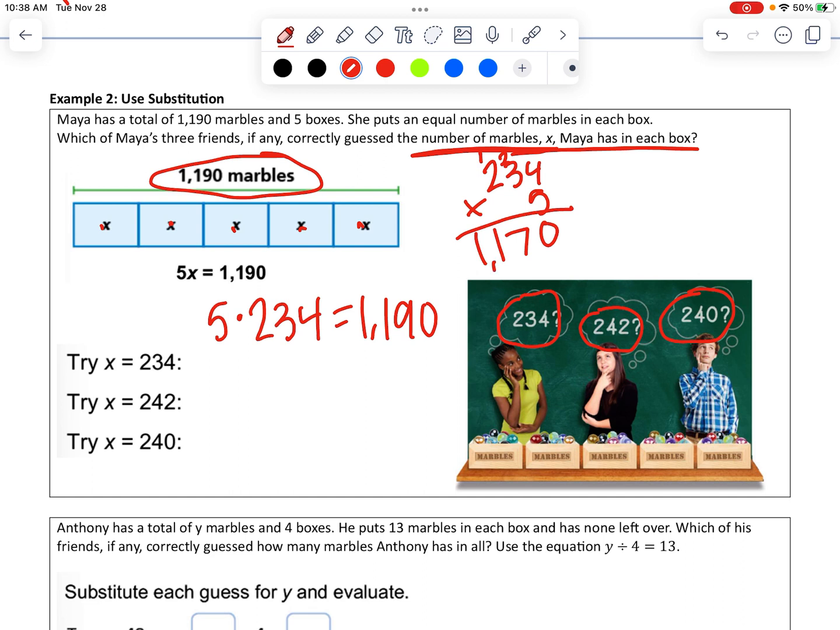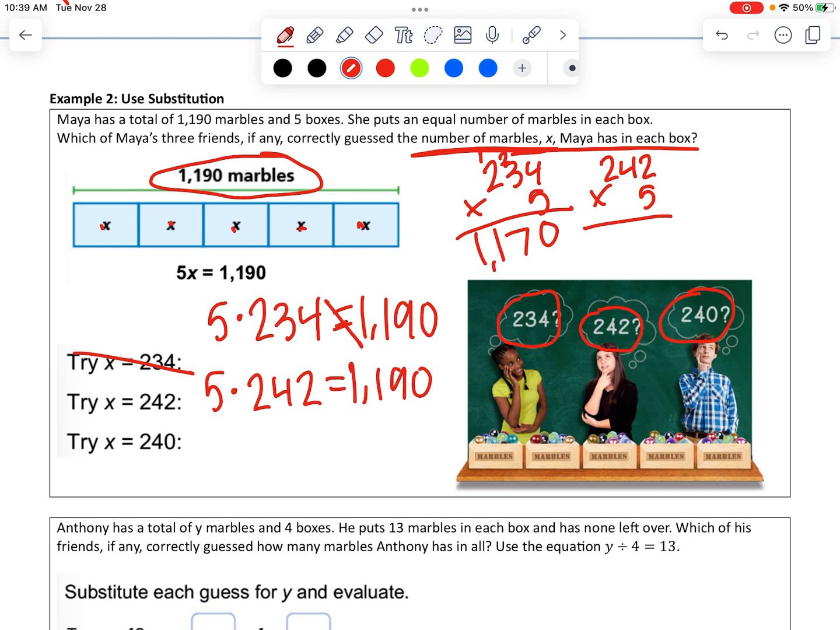And I got 1,170. So that means this is not correct, and 234 does not work. So let's try the next one. Let's do 5 times 242 equals 1,190. And we got to see if that one works. So we do 242 times 5.